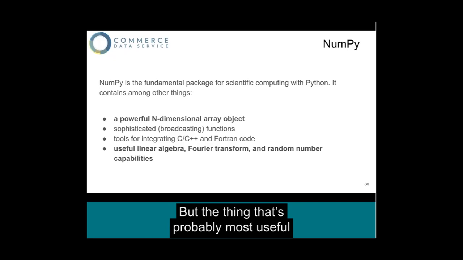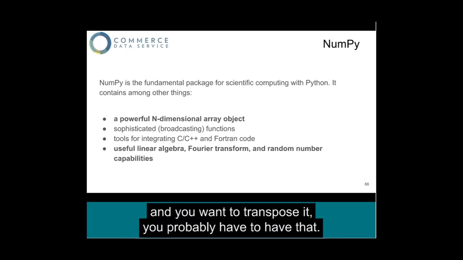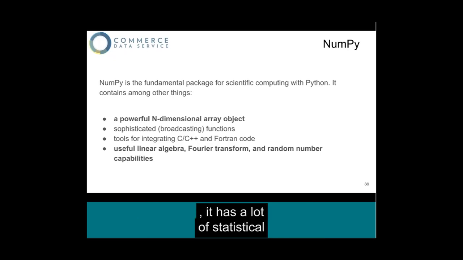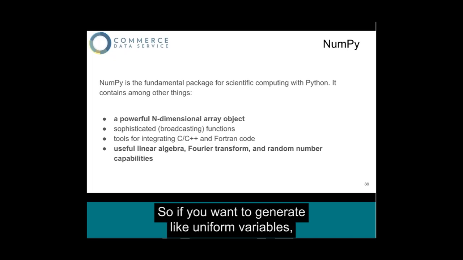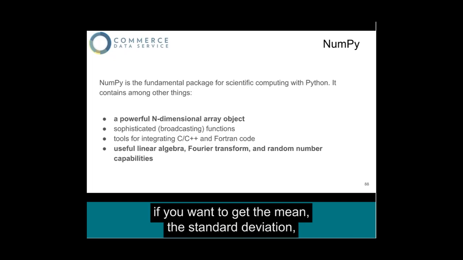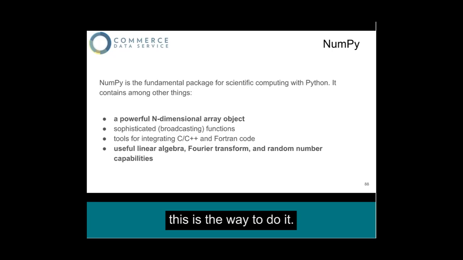But the thing that's probably most useful is that it has a lot of linear algebra functions. If you have this giant matrix and you want to transpose it, you probably have that. It has Fourier transforms, and it has a lot of statistical and random number functions. So if you want to generate uniform variables, or get the mean or the standard deviation, this is the way to do it.